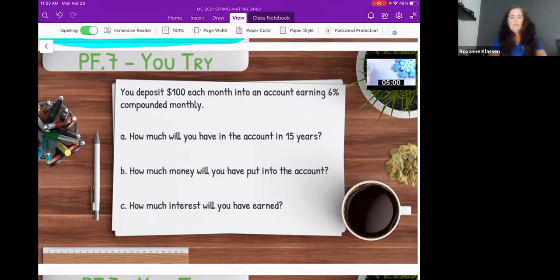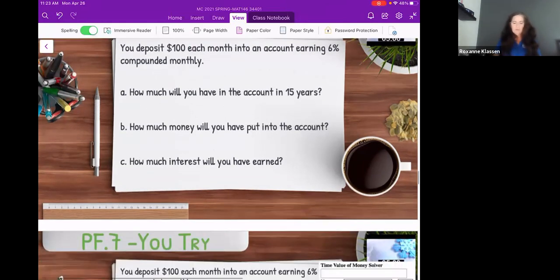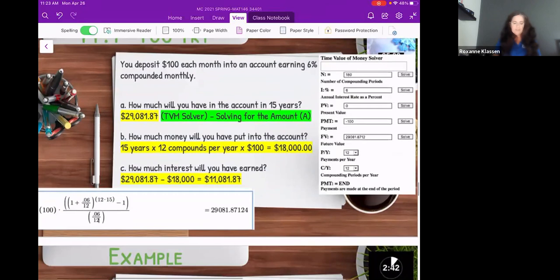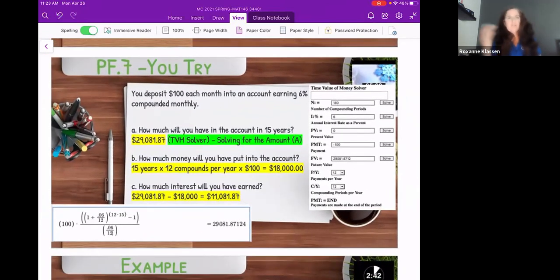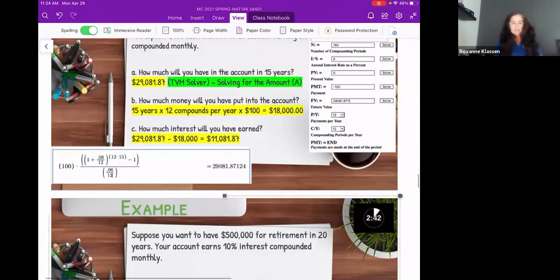Okay, so let's talk about whether you're using the TVM or the formula, okay? So this is what you should get. For part A, if you get part A wrong, then you're going to get B and C wrong, okay? Just so you know. So on part A, for your answer, you should get $29,081.87.